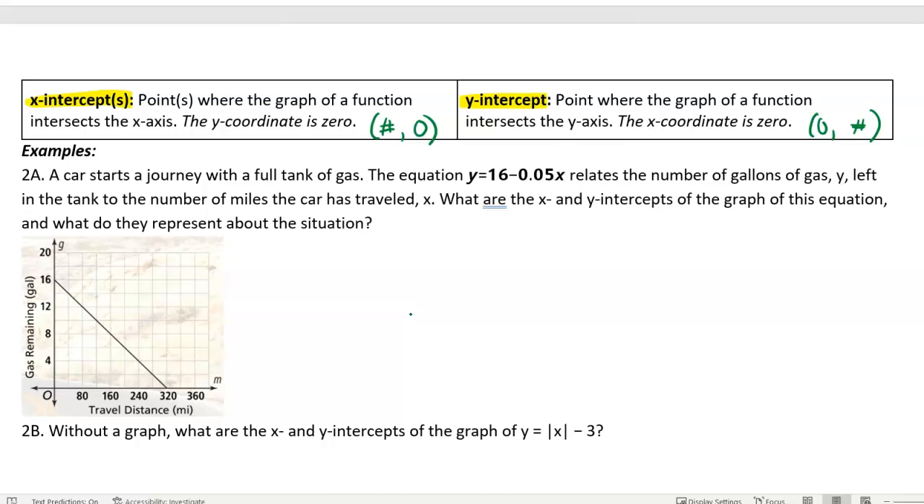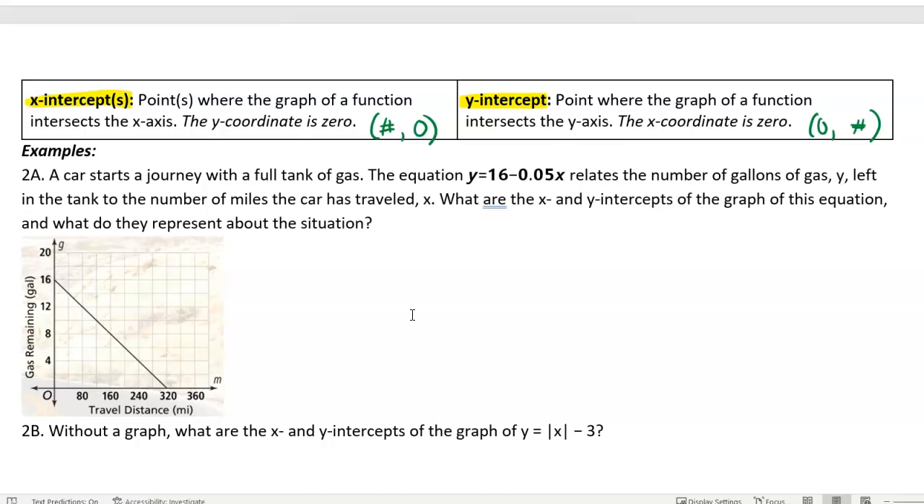All right, so here they give us this graph. It says a car starts a journey with a full tank of gas, and they give us the equation. It relates the number of gallons of gas, y, left in the tank, to the number of miles the car has traveled, which is x. What are the x and y intercepts of the graph of this equation, and what do they represent about this situation?